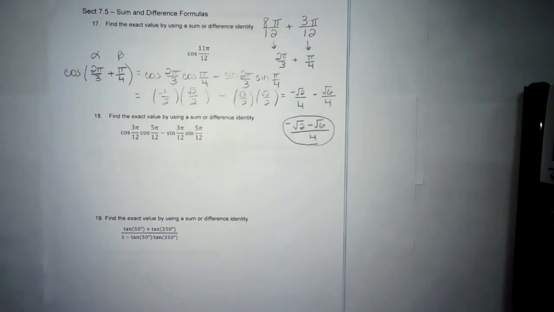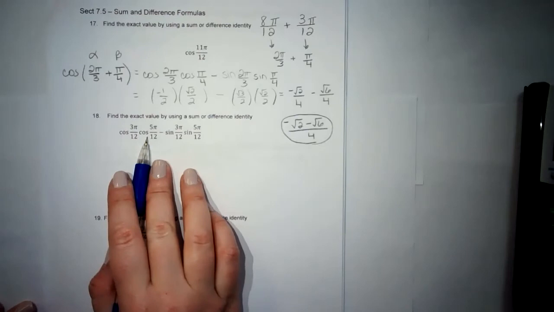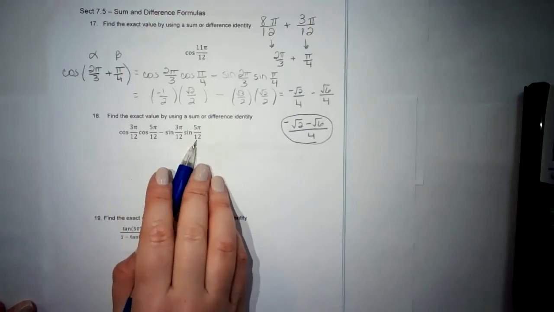All right, let's look at 18. 18 wants you to go the other direction. So here we go. We have to figure out which formula we're using. I'm not worried about the 12s right now. What I'm worried about is the fact that I have cosine, cosine, minus sine, sine.